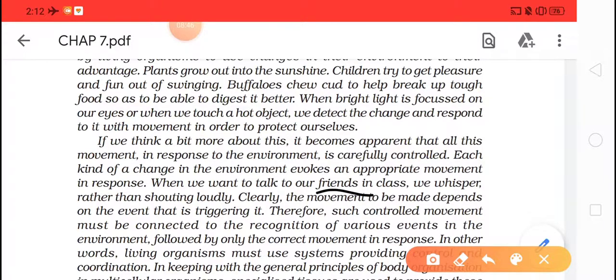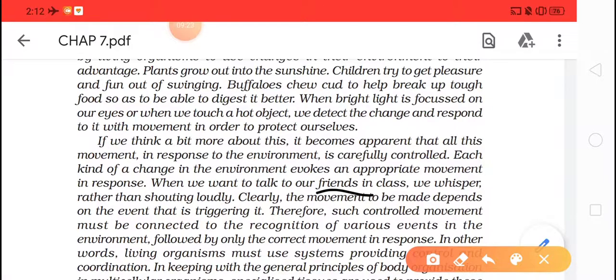So they are telling us that whatever things we are doing, it's not that we are always talking softly. There are situations where we need to shout, and there are situations where we need to whisper. So this movement should be controlled, and all of this is controlled by some response which is coming from some source. And that source is well connected. Understood?